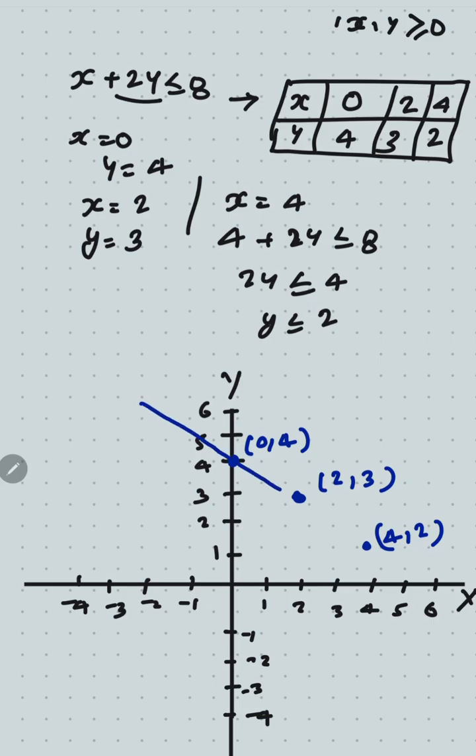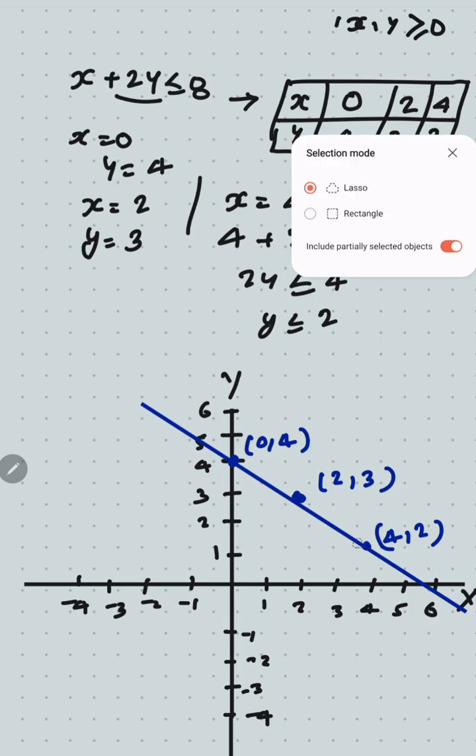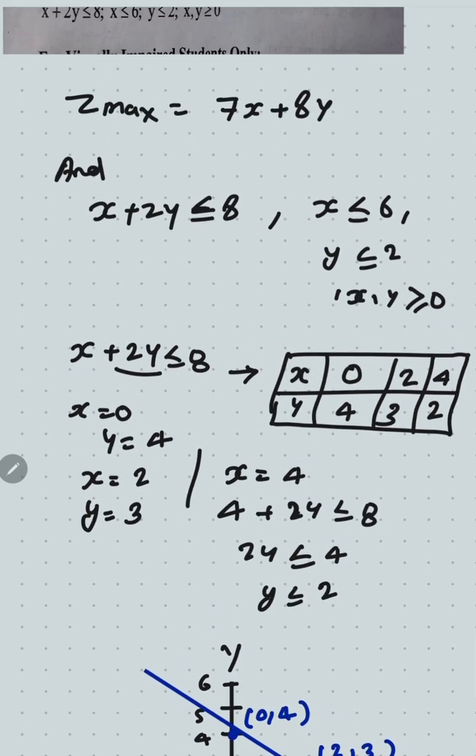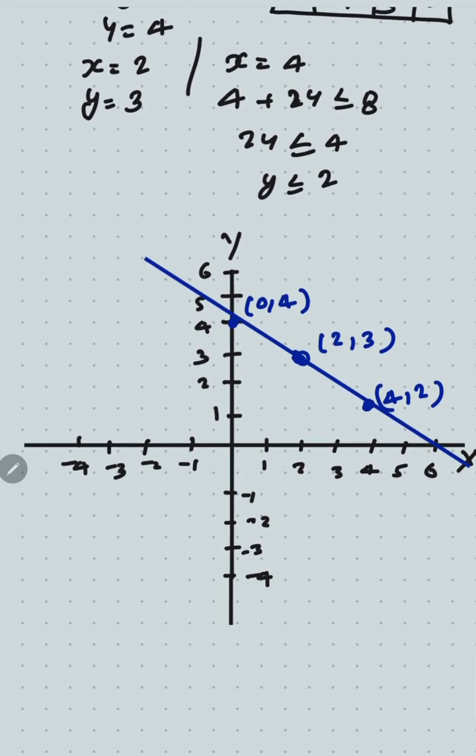Then that is the line. This is the line. Next condition is given that x is less than 6. Where is the 6? There is the 6, then this line will be drawn.